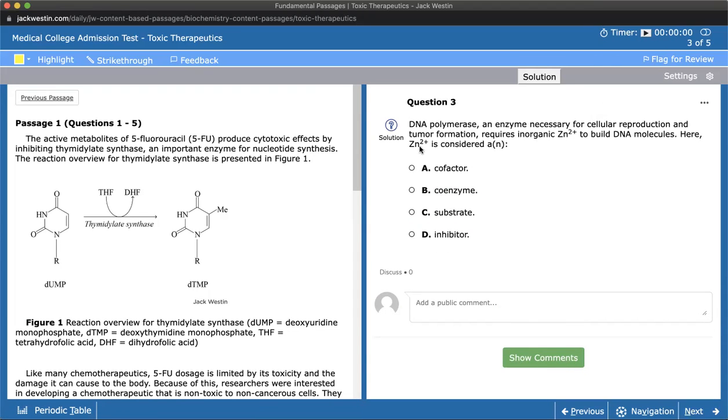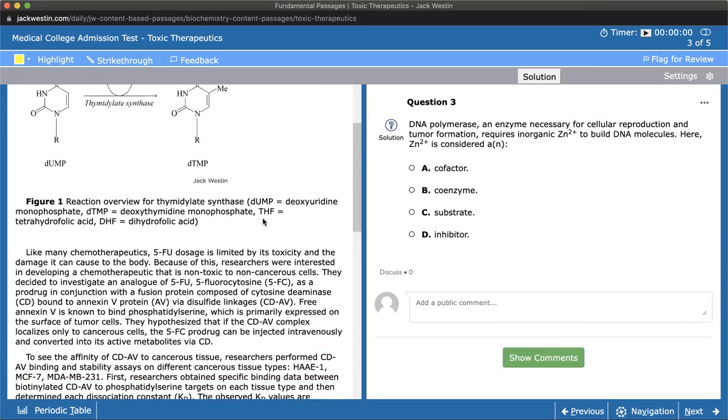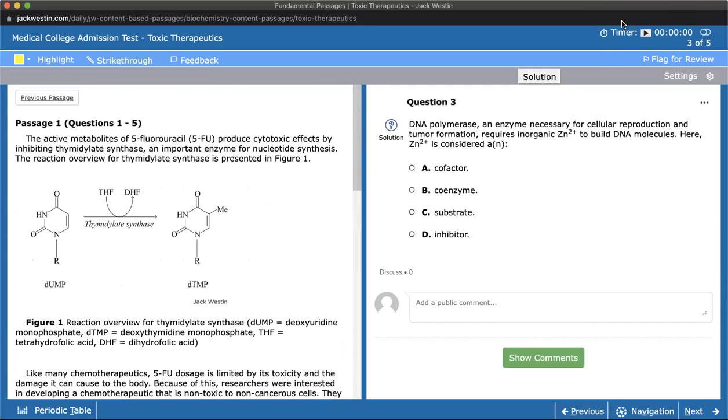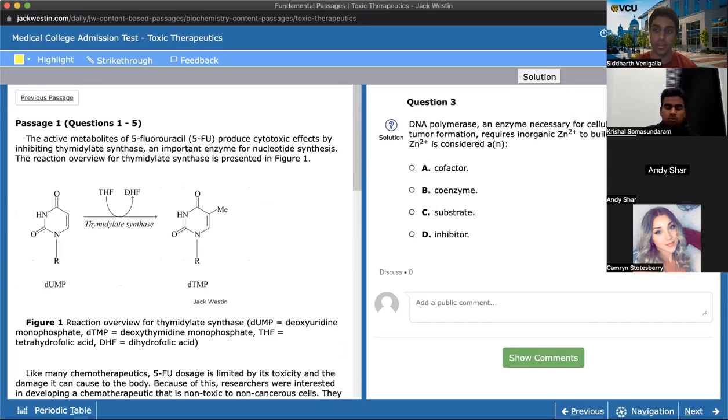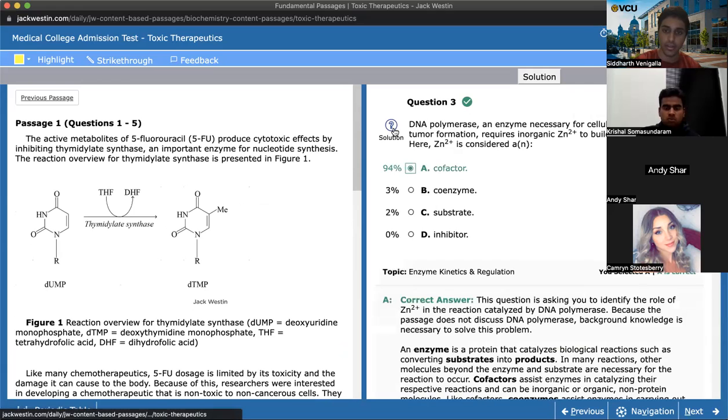Okay, here it says DNA polymerase, an enzyme necessary for cellular reproduction and tumor formation, requires inorganic zinc to build DNA molecules. Here, zinc is considered what? What would that be? Cofactor. Exactly. Yep.